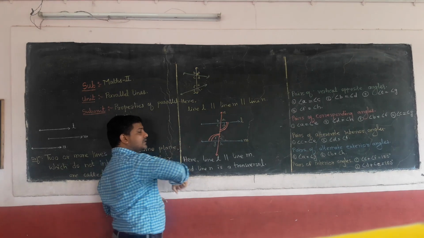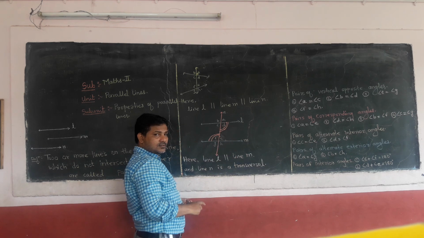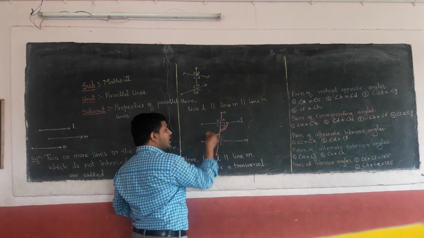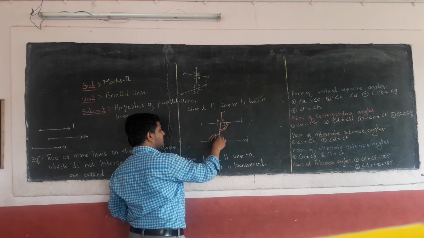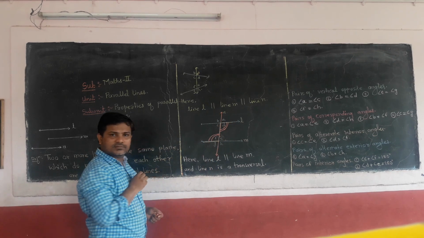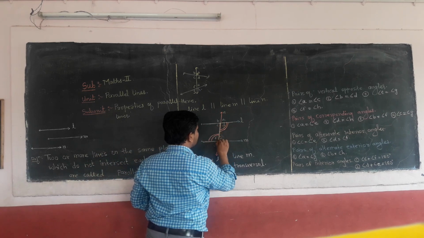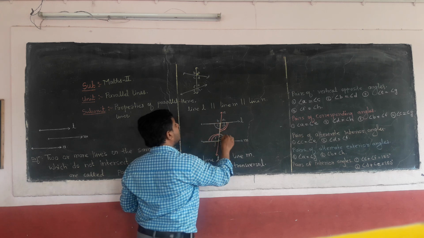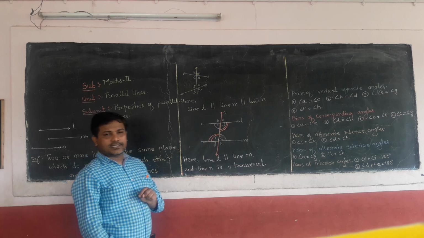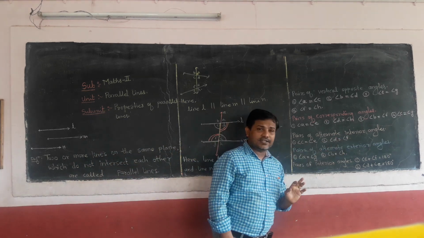Why are these called alternate interior angles? Because these two angles are between these two lines, in between the two lines. And how to identify them? You can see the Z letter is formed here, an inverted Z letter. Likewise, in this direction also a Z letter is formed. So these angles are also called alternate interior angles. How many pairs are there? Two pairs of alternate interior angles.